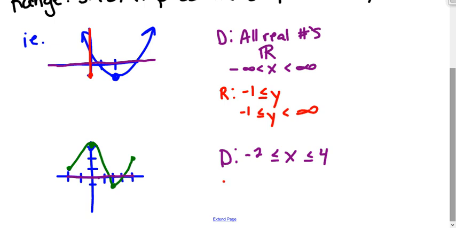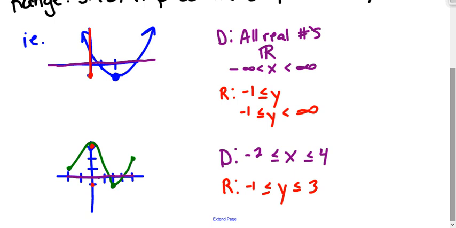For range, when I look at my y values, my range values, look at up and down here, because these are your y's. What's the lowest value? -1. What's the highest value? 3. And it's everything in the middle. Therefore, y, because it's my range, is greater than or equal to -1, but less than or equal to 3. So that's your domain and range.